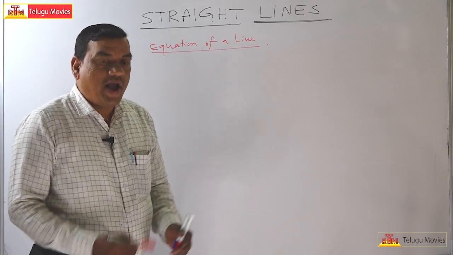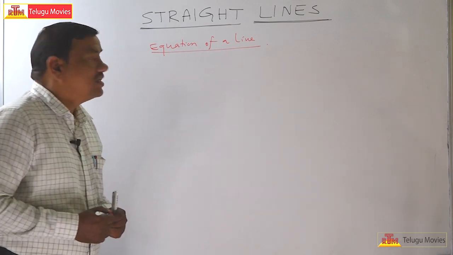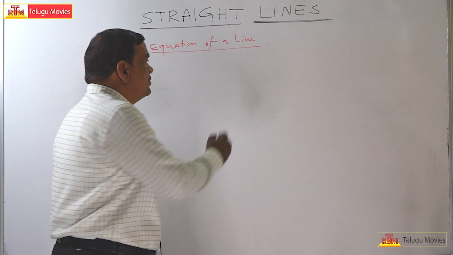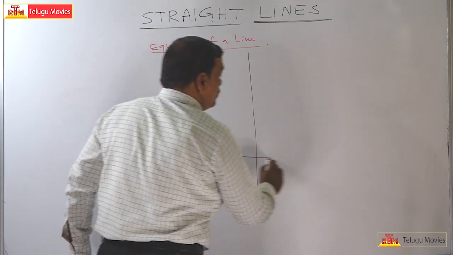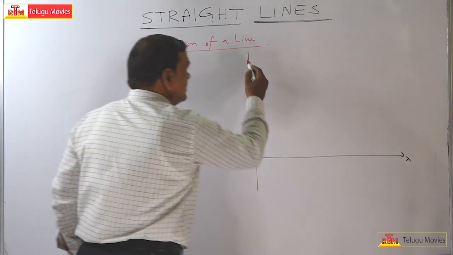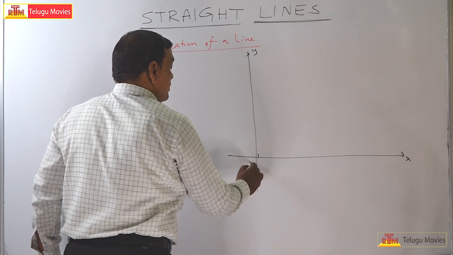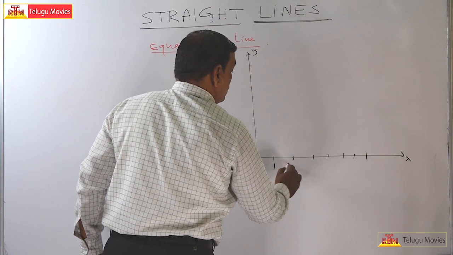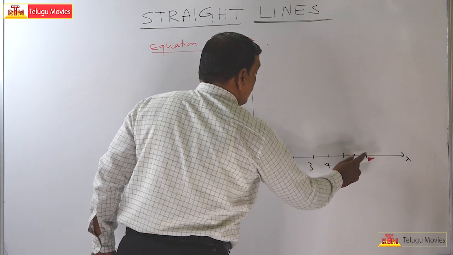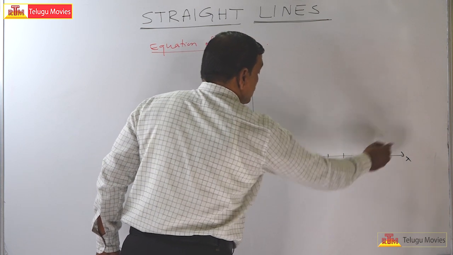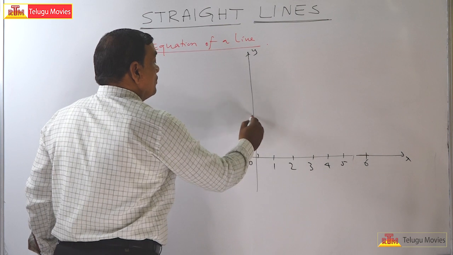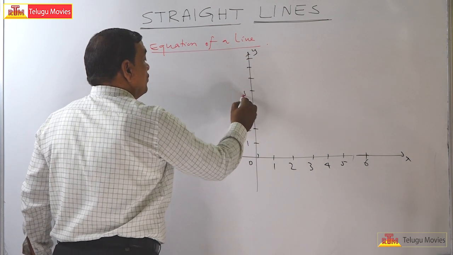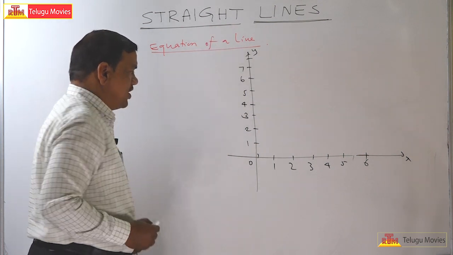Welcome back. So now I am going to explain what the equation of a line is. Let us see that. First, let us take a two-dimensional system: x-axis, y-axis, origin. So these are the points 1, 2, 3, 4, 5, and 6, and so on. Like that, 1, 2, 3, 4, 5, 6, 7. These are the points.